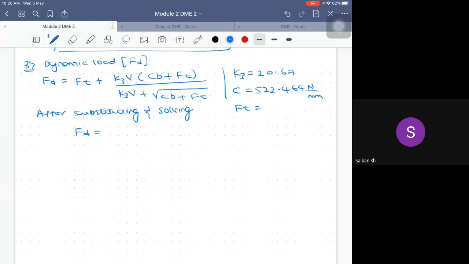How did you calculate the value of FT? Whether you have used 2MT divided by d? Please interact with me, guys. This is very important. Whether you have used this particular formula to calculate FT.